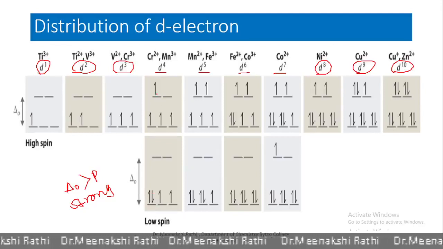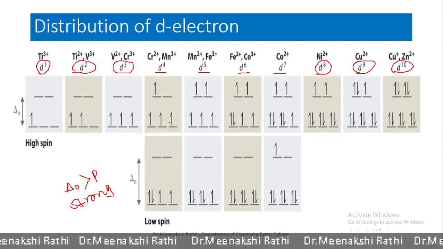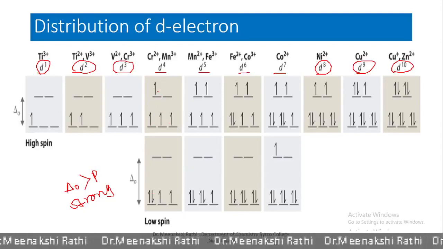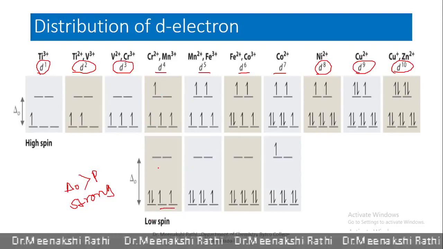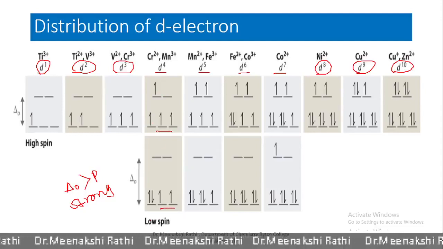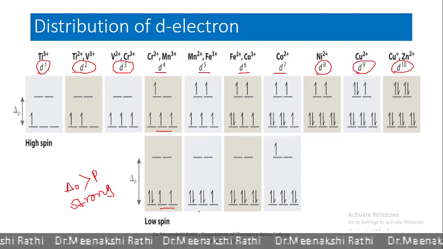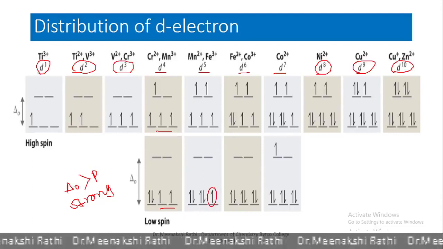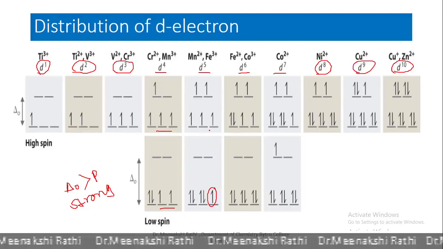While in high spin complexes or weak ligand field complexes, the splitting is less. So electrons can jump to the higher orbital. Here there are only 2 unpaired electrons, but here there are 4 unpaired electrons. So it's the high spin. Similar case is observed in d5. In d5, in low spin, there is only 1 unpaired electron, but in high spin, there are 5 unpaired electrons.